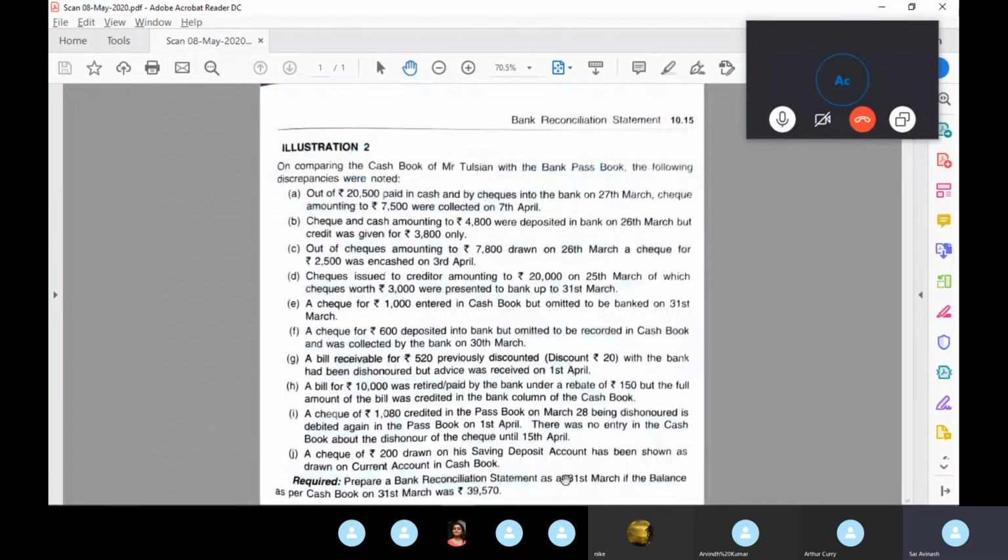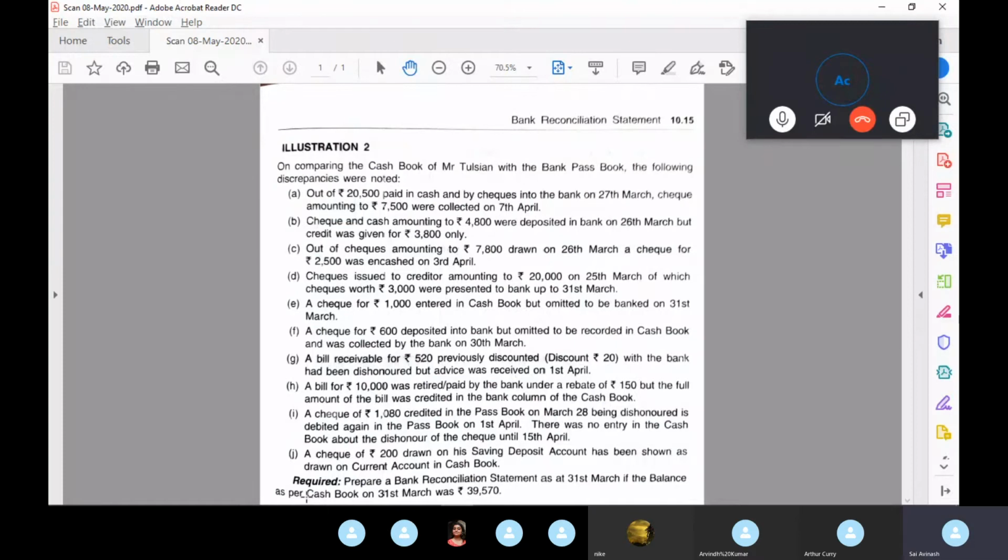And we are also given the balance as per cash book is 39,570. So guys, don't get confused when they say that balance as per cash book is something. It doesn't mean the cash balance. Basically it represents the bank account in our books of accounts. Don't think that because the word cash is there, it means the cash balance.